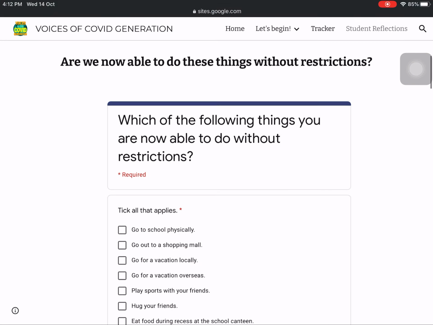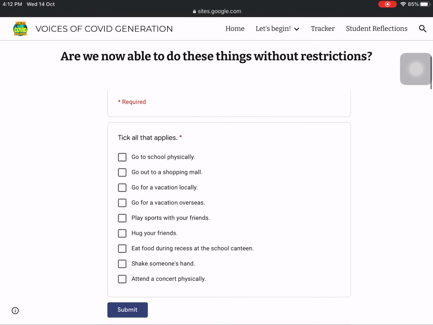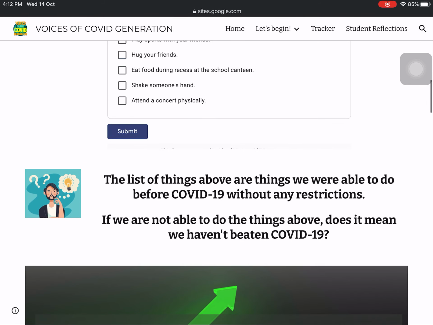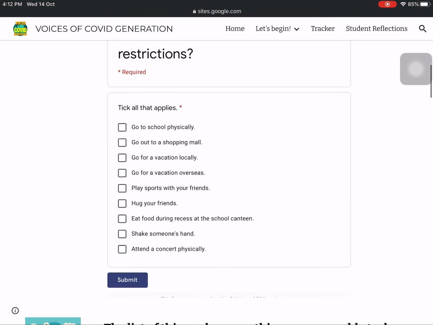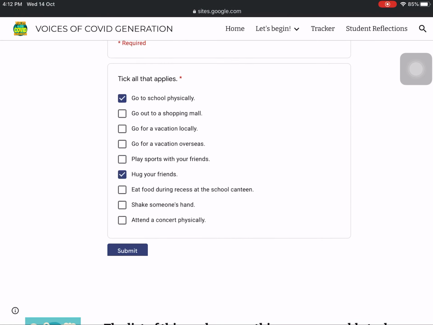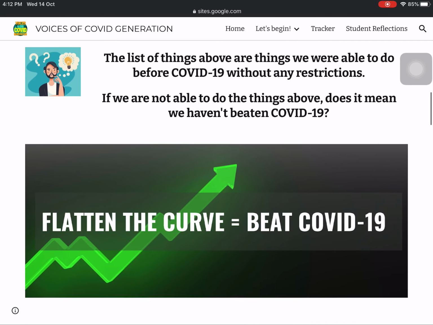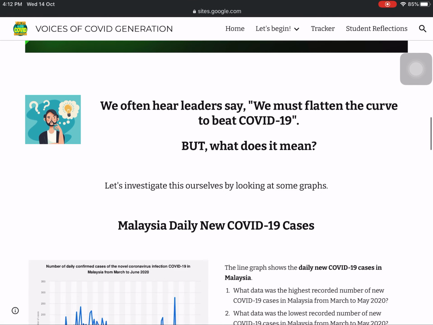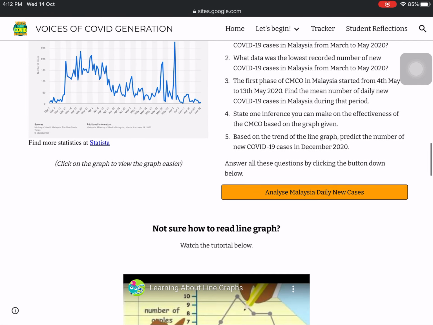Okay, how do you know we've beaten COVID-19? Okay, so let's say this one is just, I think, a very short survey. You can just click submit. Okay, flatten the curve. We often hear we must flatten the curve. What does it mean? Read through it.